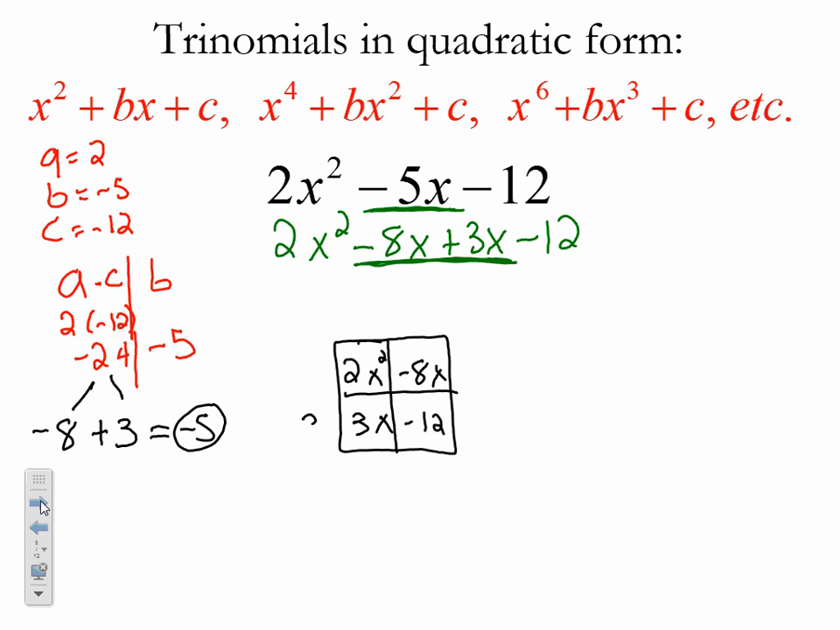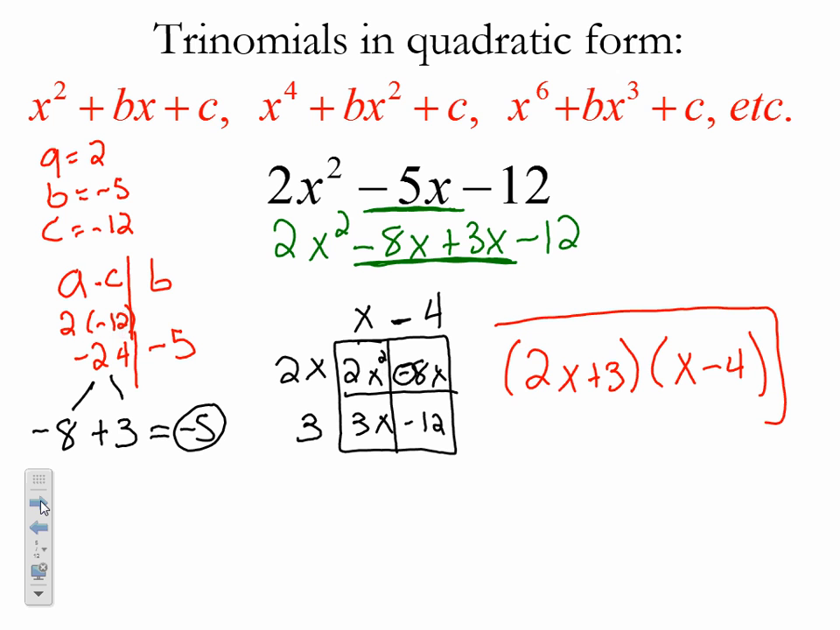Greatest common factor here is 3. Here it's 2x. Here it's just going to be x. Here this is negative, so we have negative 4. Now we're going to write this as factors, so it's 2x plus 3 times x minus 4, and there's my answer for that one.